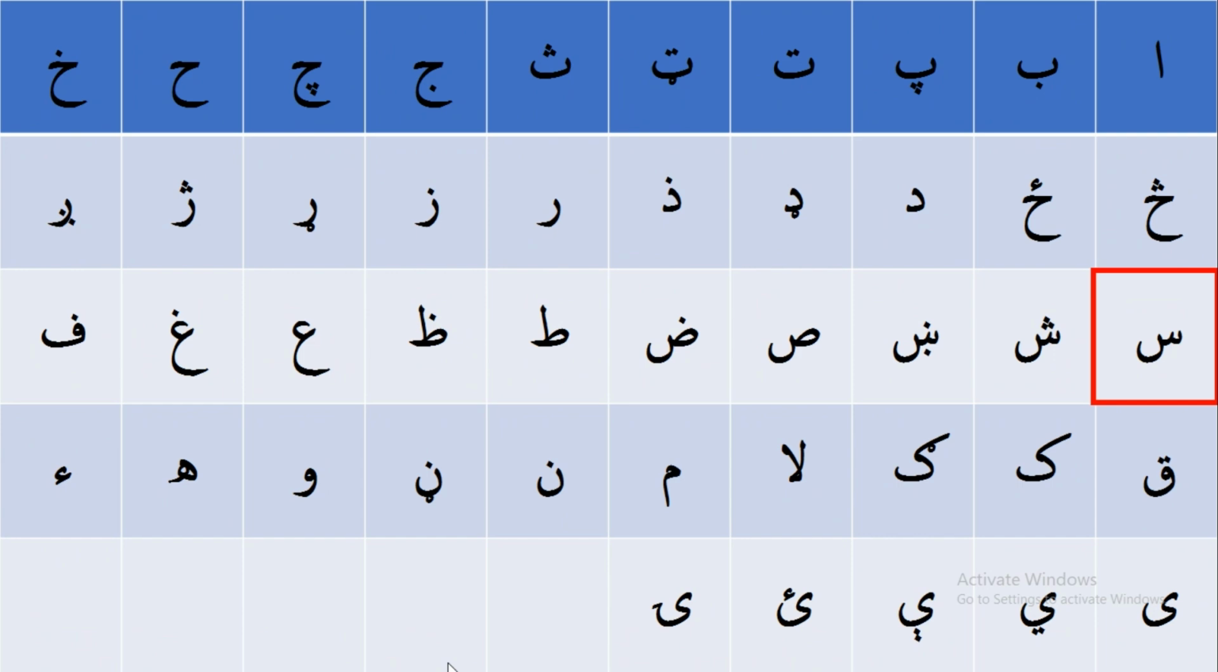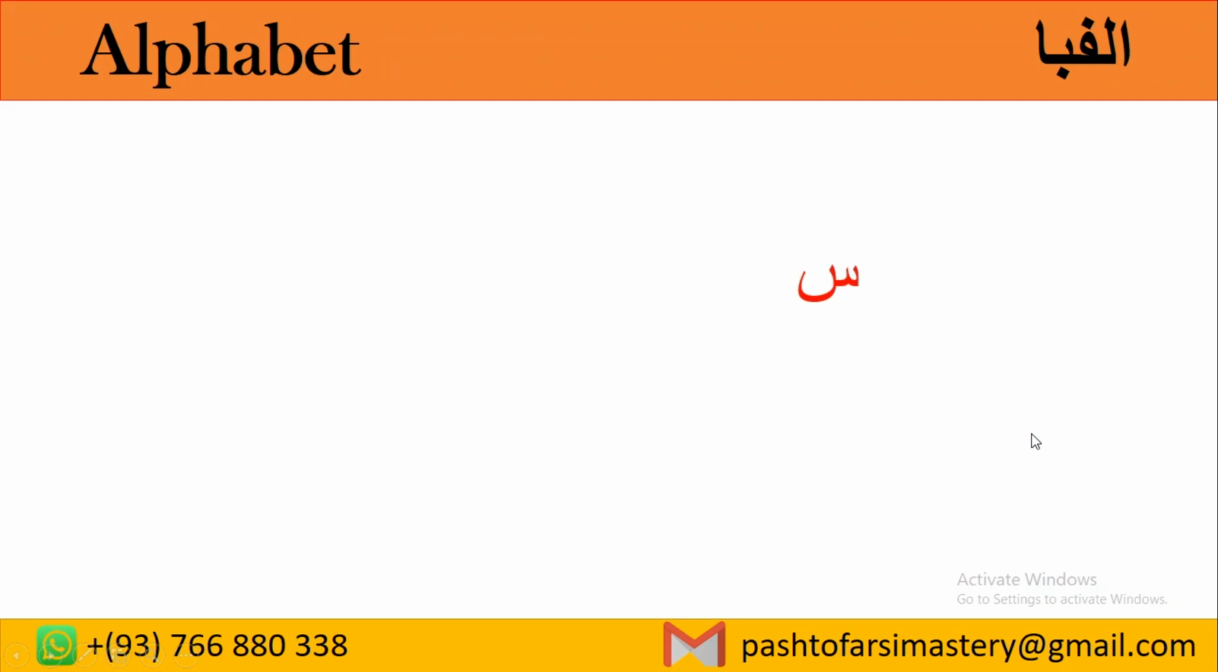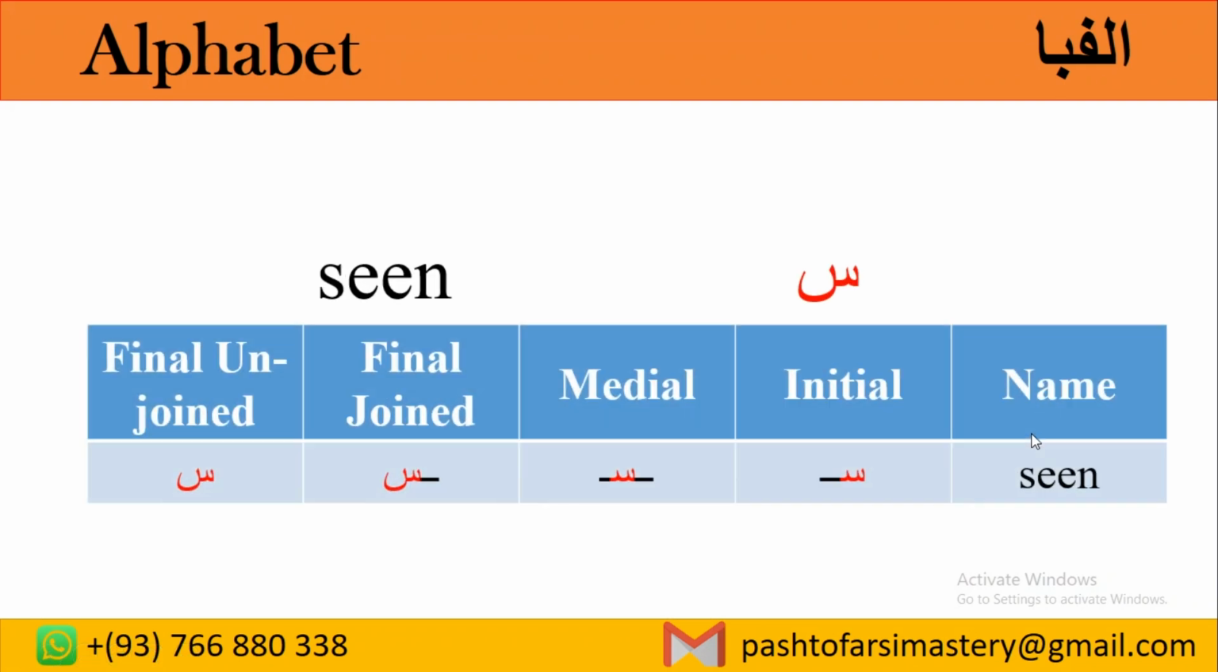Let's begin. This letter Sin is a new category. Like in the previous videos, we learned this category: re, ze, re, je, ye. Now the new one is Sin, Shin, Hin. All these three are from one category. The writing style is the same, just the difference is in the dot. Sin, like the sa sound in English.